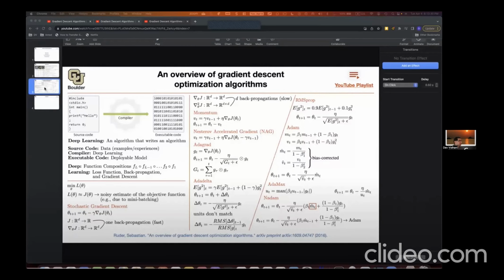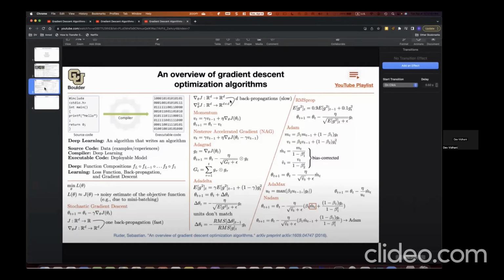I will stop my video share just to optimize on my bandwidth. Sometimes it's a problem on my side. Okay, does everyone see this? Yes, we see the big screen with lots of formulas.